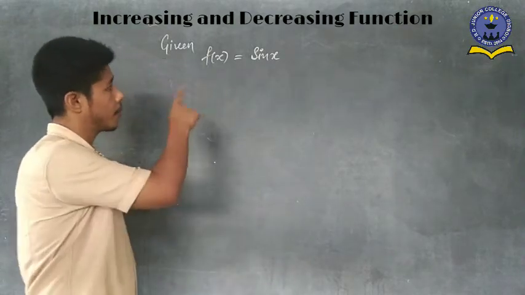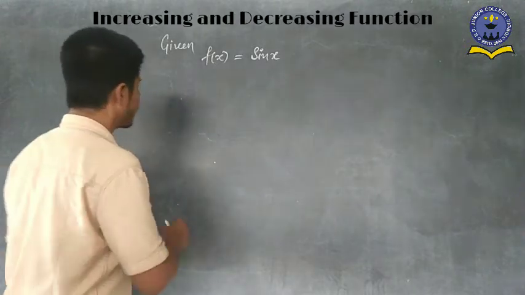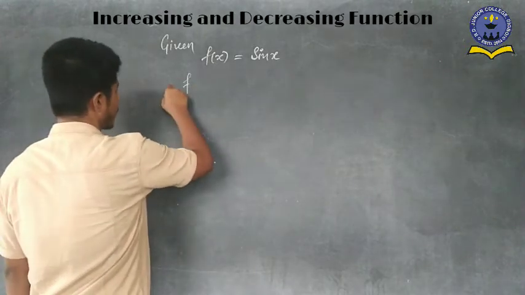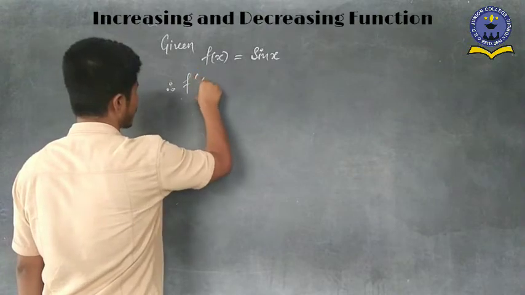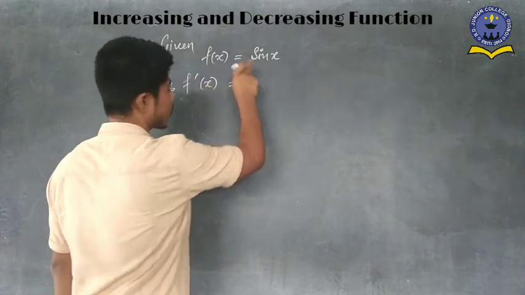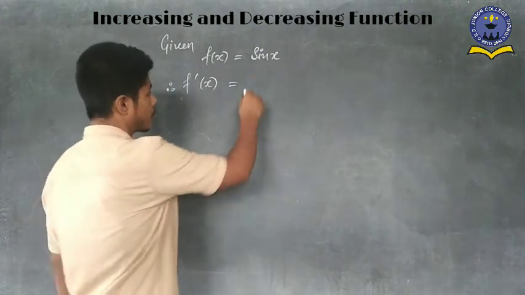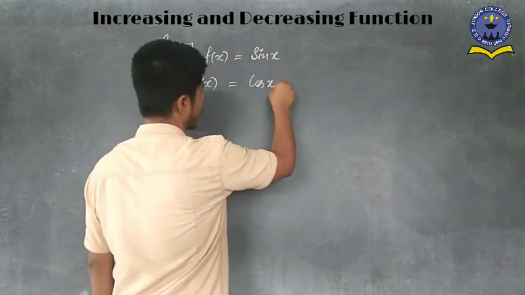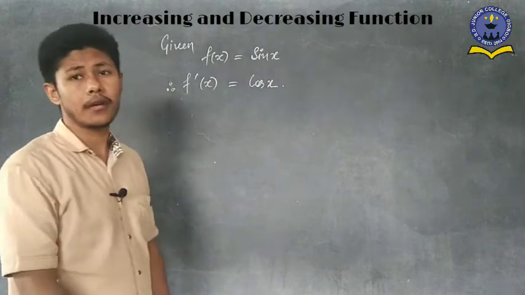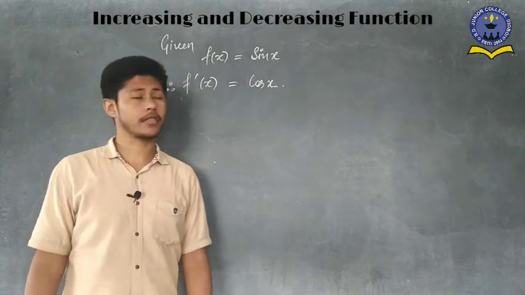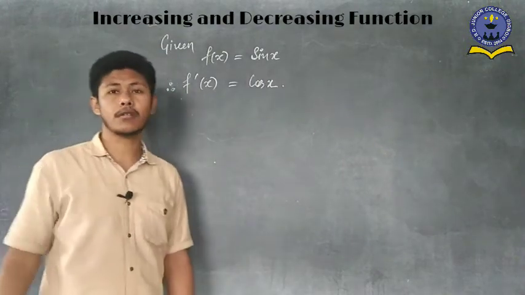Now first of all we have to differentiate this result. If you differentiate this one, f dash of x equals d/dx of sin x. d/dx of sin x means here it is cos x. All of us know this one, no or not? So d/dx of sin x is cos x. So simply we write f dash of x equals cos x.